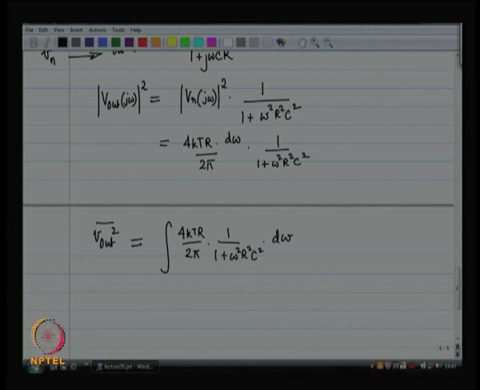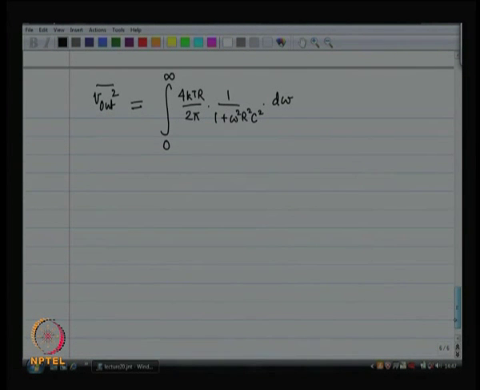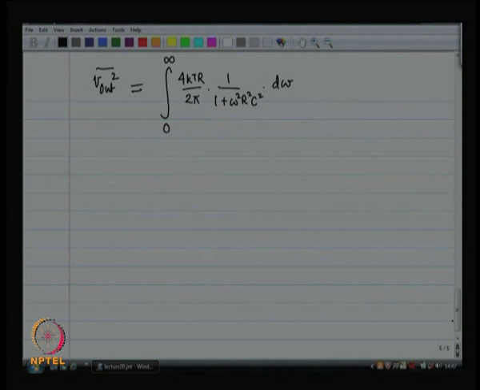Going from what to what? Traveling from frequencies starting from 0 all the way to infinity. So, omega is going to range over this entire bandwidth. Now, we have to work on this integral. This integral is actually not very difficult.